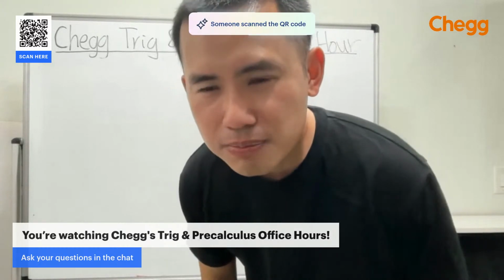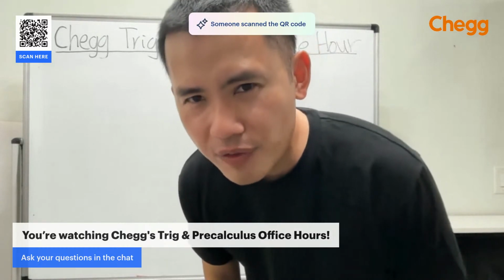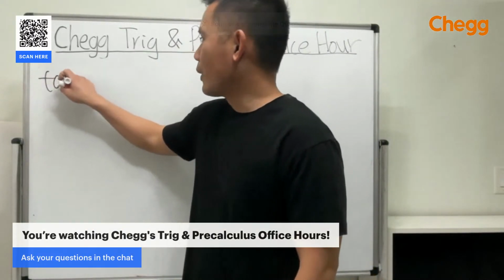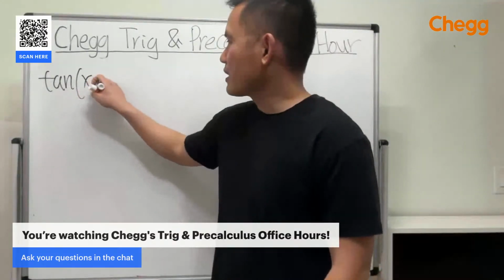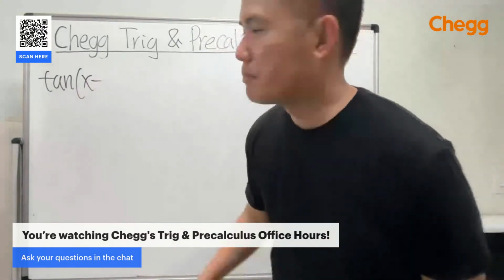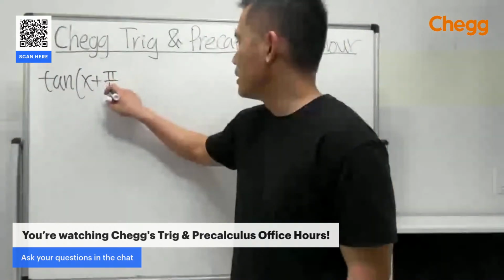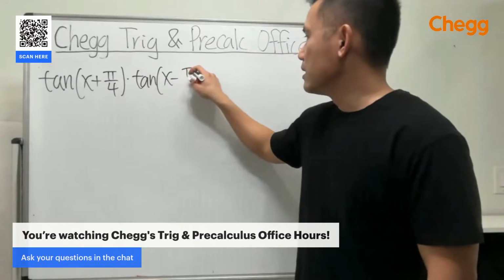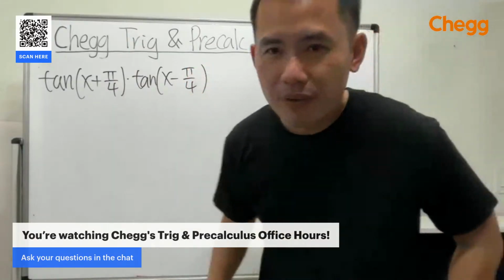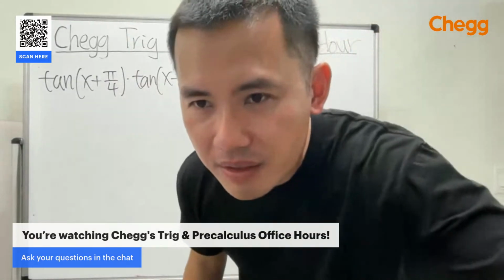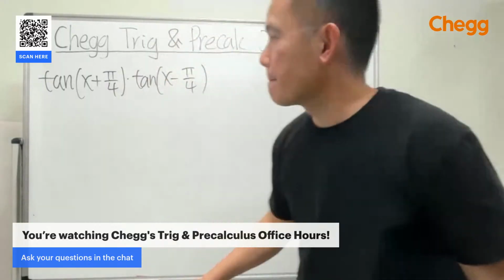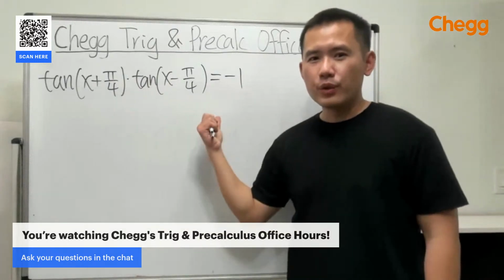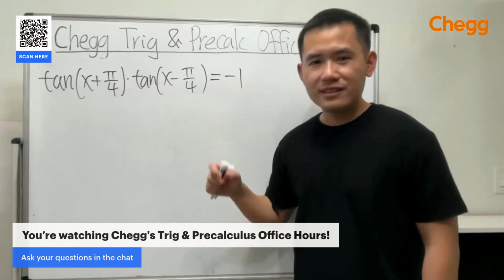Okay, tangent of x plus pi over 4. What are we doing? Is that solving for x? What's this? Are we trying to prove this, or are we trying to solve for x? Tangent of x plus pi over 4, and then times tangent of x minus pi over 4, and that is equal to -1. So what are we trying to do? Are we trying to show this as equal to -1, or are we trying to solve for x?